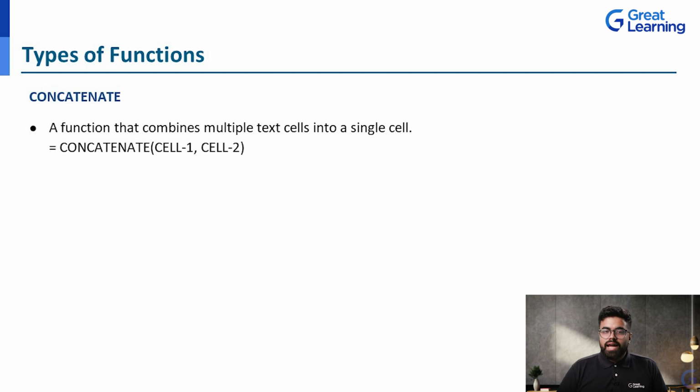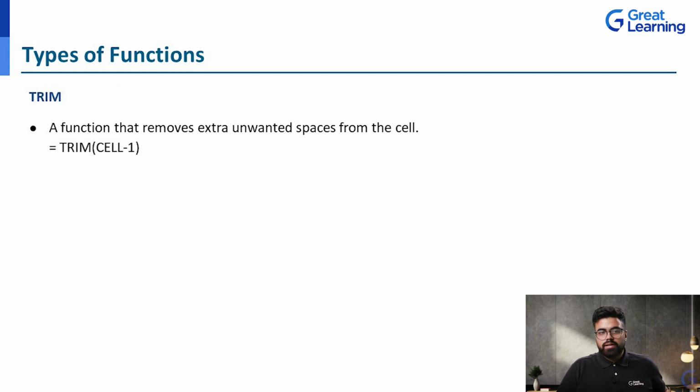Then is concatenate. It combines multiple text cells into a single cell. So it starts with equal to, concatenate, open parenthesis, cell 1, cell 2, right? So this is about concatenate. Then is the trim function. Now this is one of the most important functions that are used. If there are any extra or unwanted spaces, you can just write equal to trim cell 1. All the unwanted space before the particular string starts, it will remove.